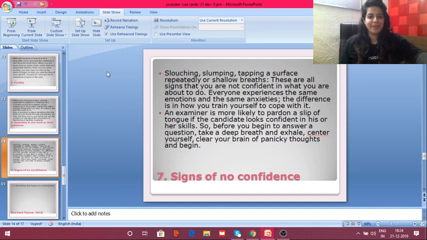Balance is the key. And the last and the seventh tip: slouching, slumping, tapping a surface, shallow breaths, these are signs that you're not confident in what you're about to do. Everyone experiences the same emotions and the same anxieties. That's absolutely fine. The difference is how you train yourself.